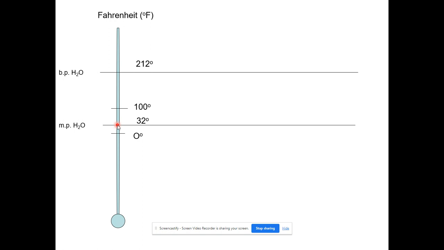If the temperature is below 32, you might expect there to be snow and ice as opposed to rain. And water boils at 212 degrees Fahrenheit. That's just kind of what it turns out to be. But those are important points because, if you know what the temperature is, you can expect different states of water to be prevalent at that temperature. So that's the Fahrenheit scale.